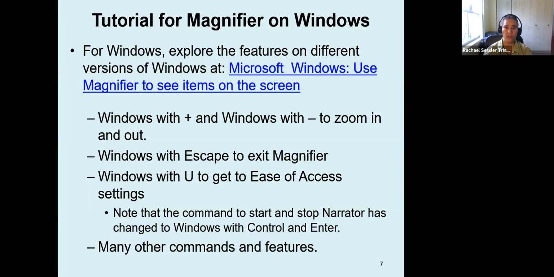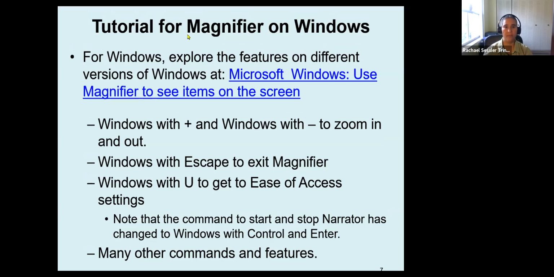Windows with U will just quickly get me to my accessibility settings. And in this case, it took me to display. I have options to make everything bigger. I'm not going to go through everything here, but if I scroll down, I could go to additional display settings, background settings, color settings, theme settings. Over on the left, I see options for cursor and pointer.